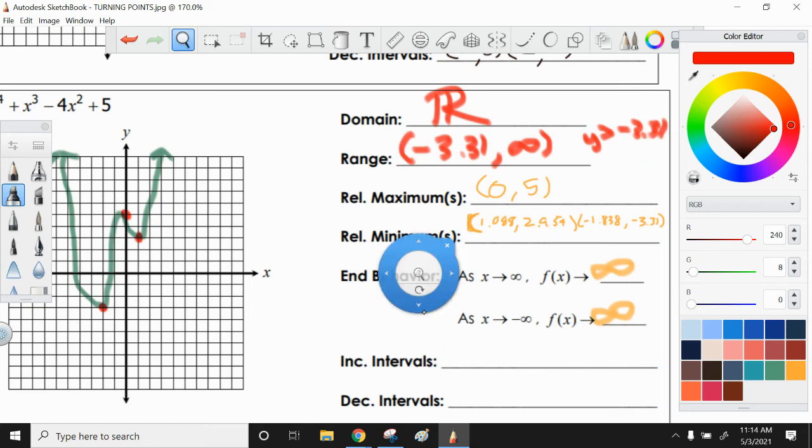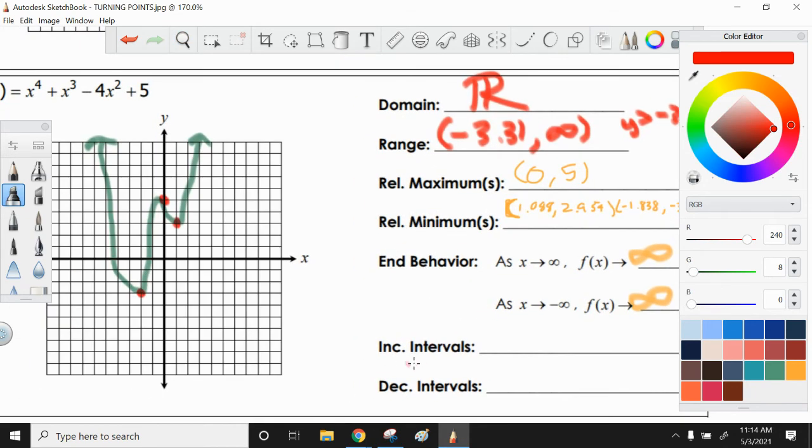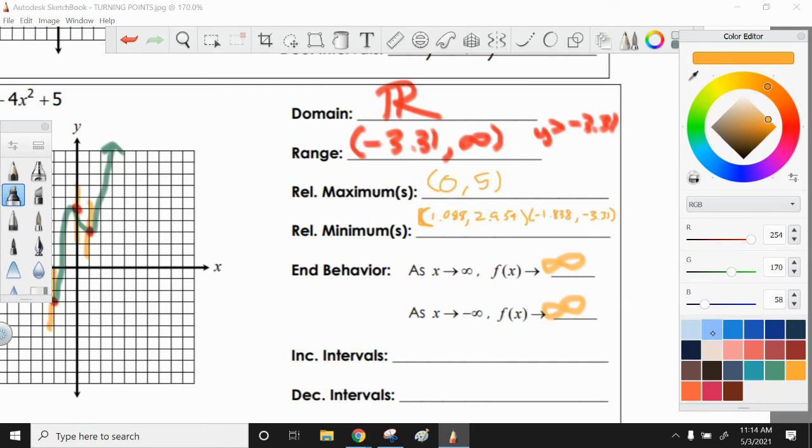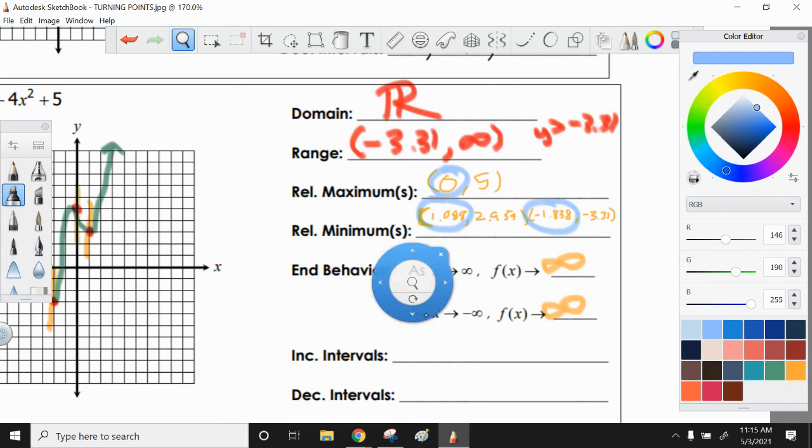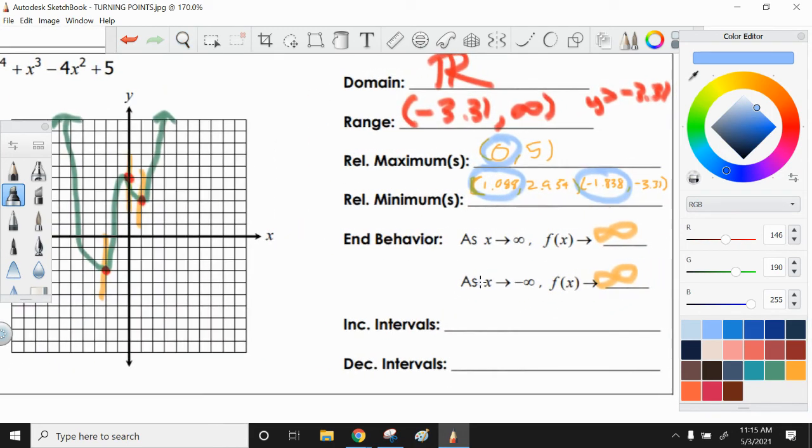Now, this is the big idea. This is what we've been working for. Increasing, decreasing intervals. Again, you're thinking about these as the places where you have swapped from decreasing to increasing. We're looking at these x values, 0, 1.088, and negative 1.838. Those are the x values of our maximums and minimums. Those are what we're going to use down here as our increasing, decreasing.